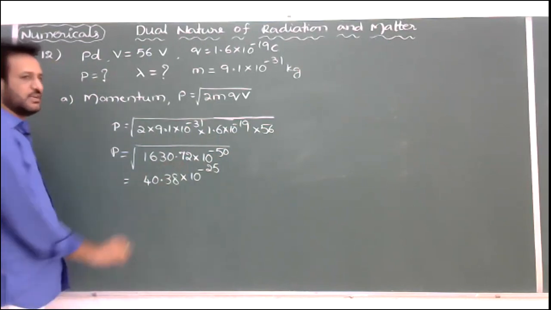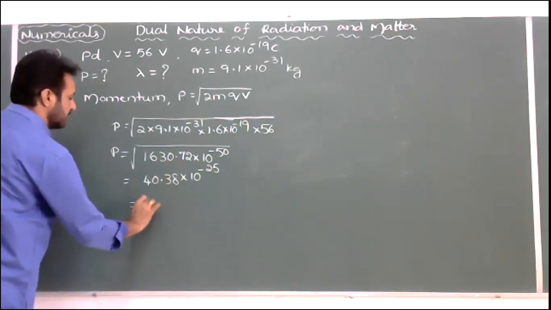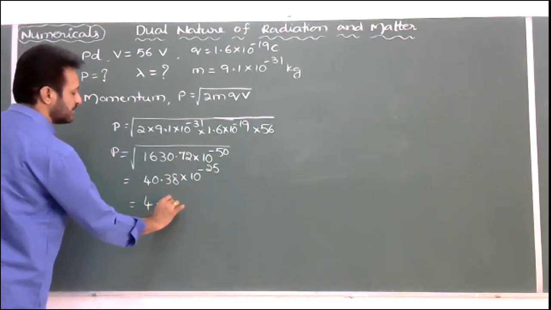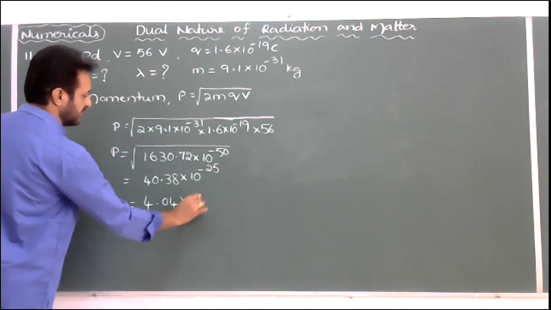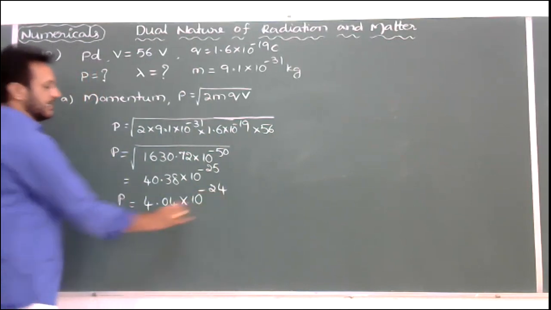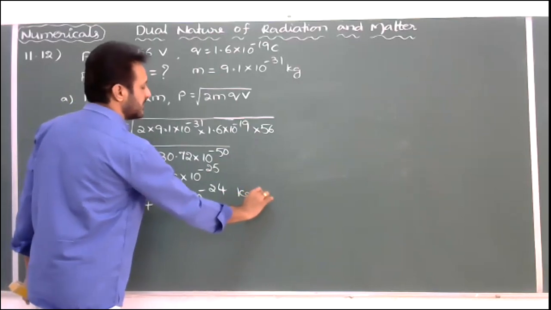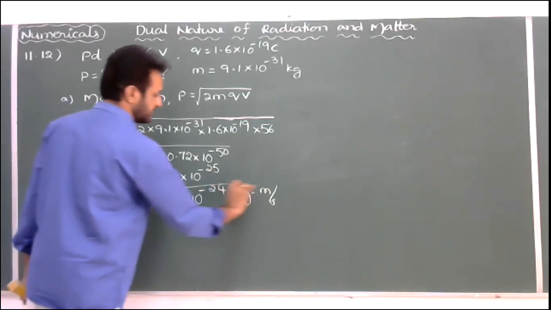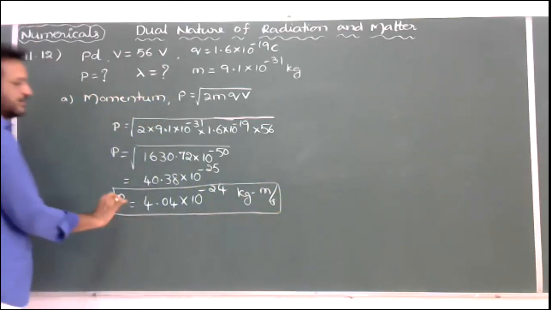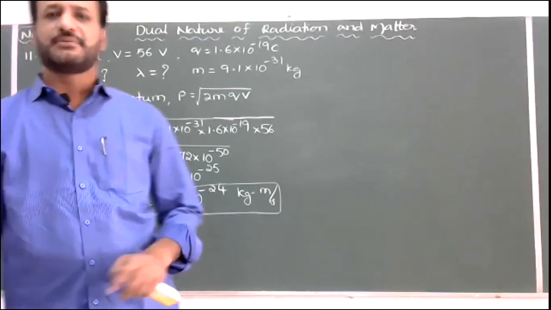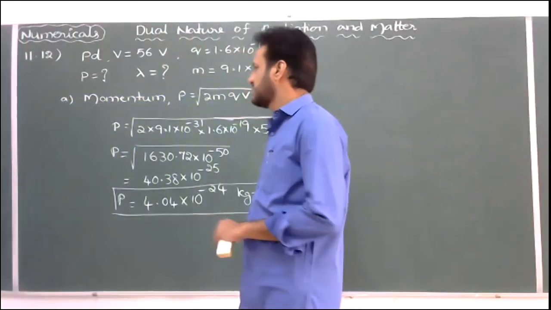It is the momentum, or we may adjust one digit: 4.038. We may round off this value to 4.04 into 10 to the power of minus 24 kg meter per second. It is the first question's answer. Momentum of the photoelectron is 4.04 into 10 to the power of minus 24 kg meter per second.